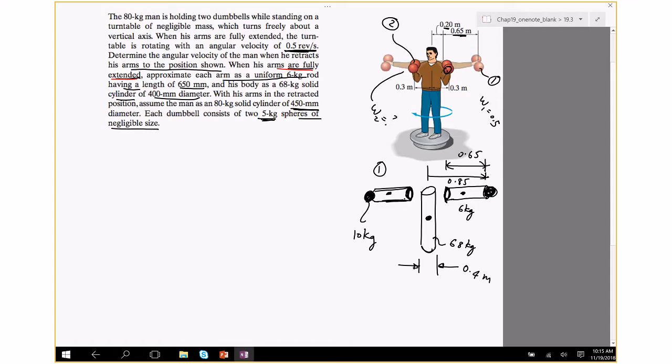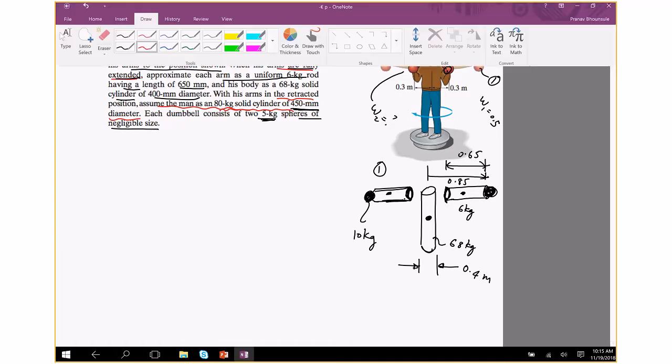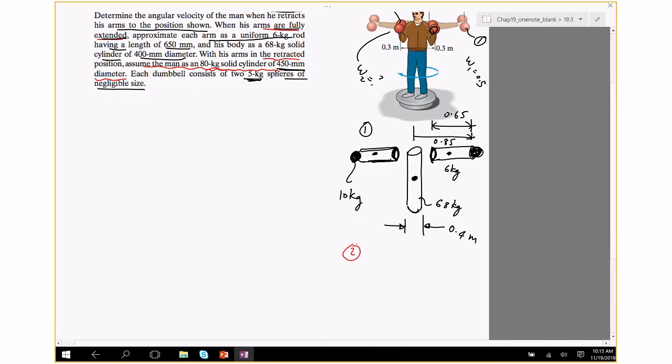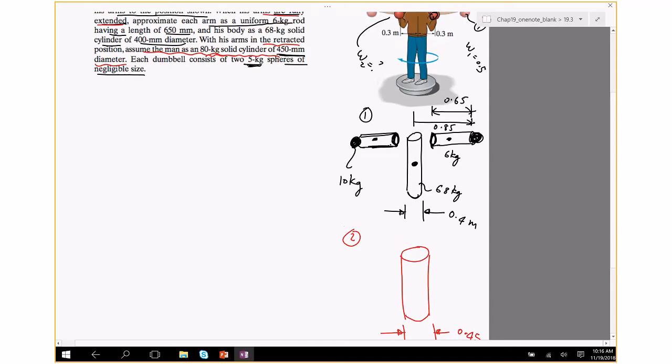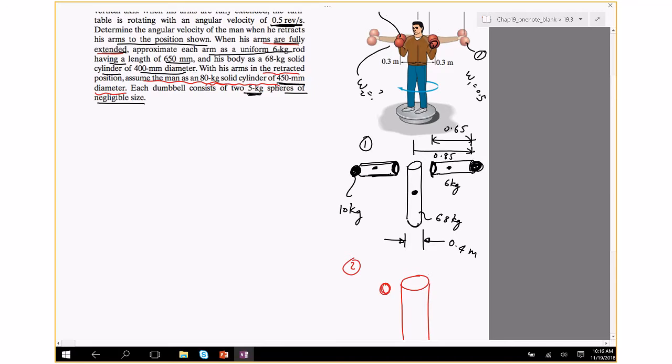Let's look at what happens when his arms are retracted. When the arms are retracted, you can assume that the man is an 80 kg solid cylinder of 450 mm diameter. So let's draw that. A slightly bigger cylinder of diameter 0.45, and of course he's still going to be holding the barbells, which are 10 kg, and they are at a distance of 0.3 meters, so 0.3.